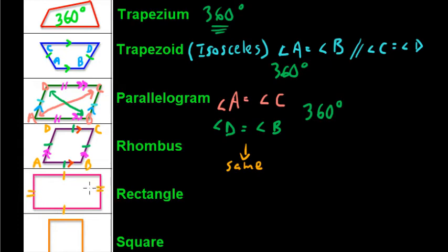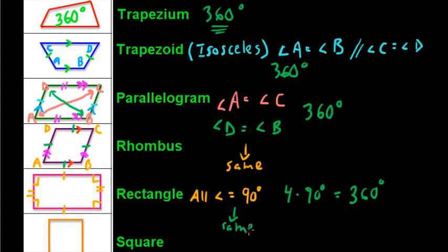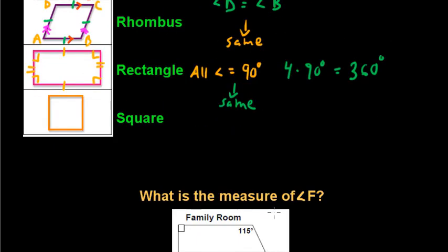Okay. The rectangle. A rectangle is defined because the opposite sides are the same length and every angle is 90. So all angles equal 90 degrees. And just like all the previous ones, 4 times 90 degrees, because there's 4 angles, multiply them all by 90, that's going to equal 360 degrees. Alright, and then the square is the same. Alright, let's take a look at a couple problems.